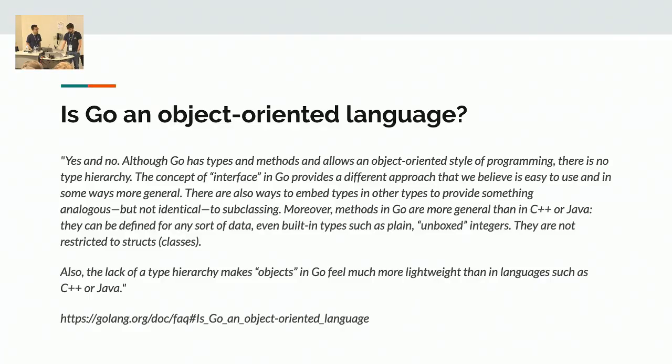So the biggest question people ask about Go is, is it an object-oriented language? And essentially, Go doesn't really have objects. It doesn't have inheritance. It is a totally different method for handling that kind of stuff, which I'll go through in a little bit more detail.